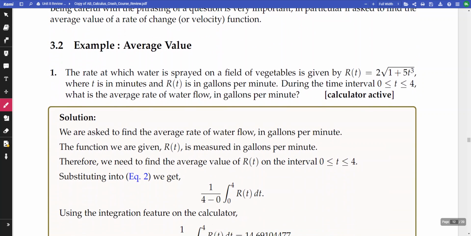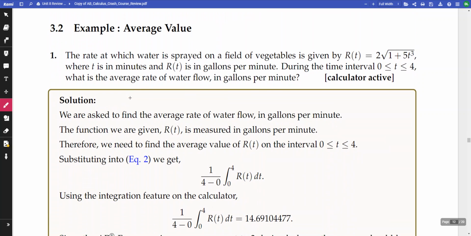Okay, so we have this first example, and I don't have a calculator with me, but this is a calculator-based example. We say that the rate at which water is sprayed on a field of vegetables is given by some function with respect to time, and that function is a rate function. It's kind of like a velocity. That rate function is in gallons per minute. And during the time interval from 0 to 4, what is the average rate of water flow in gallons per minute?